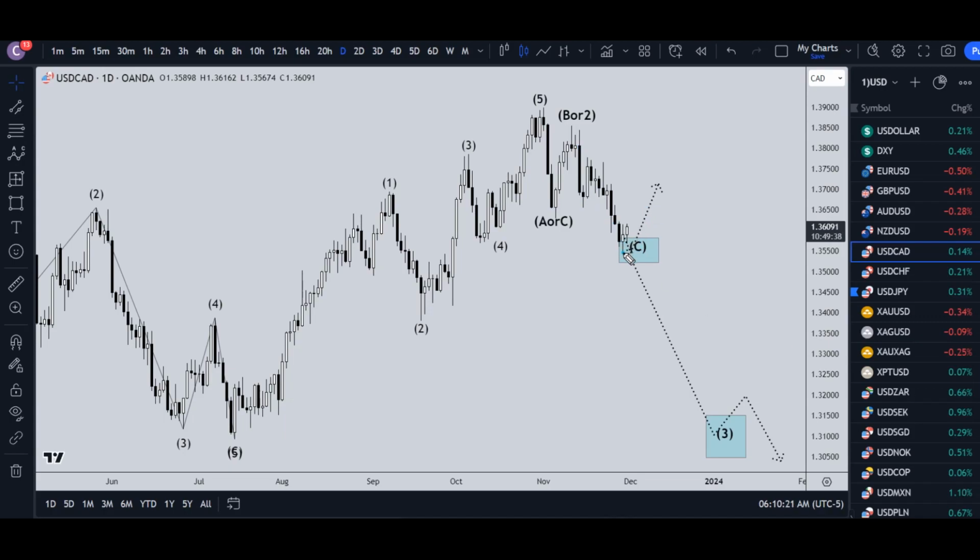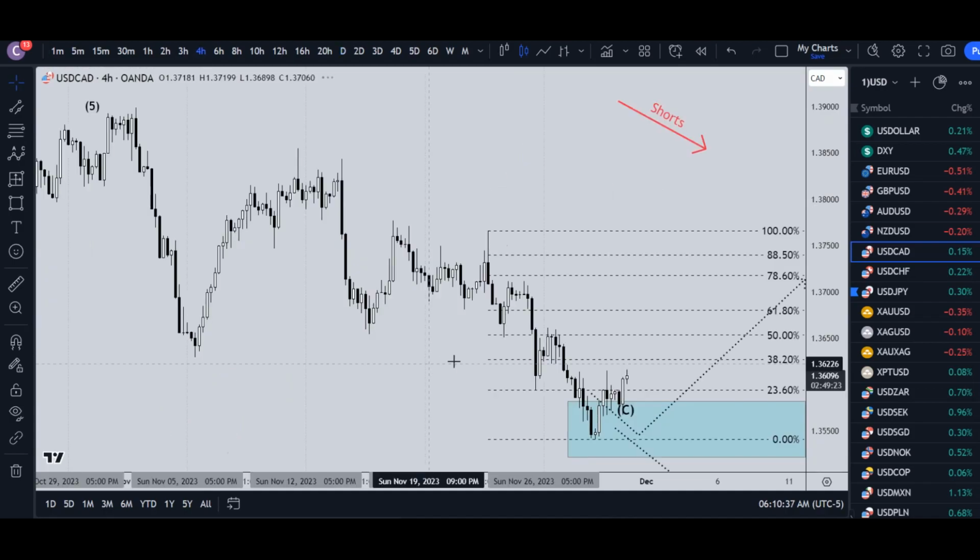If I get this move up and then it makes another move down and it just keeps making lower lows, lower highs, then that's what's going to tell me that it's definitely not a wave C and that we are actually looking at a 1, a 2, and a wave 3. So let's take it right down to the 4-hour time frame.